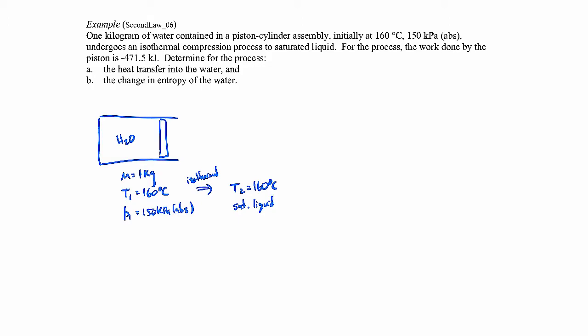It says for the process, the work done by the piston is minus 471.5 kilojoules. Actually, that's a misstatement in the problem. It should say the work done by the water is minus 471.5. So please make a note of that.